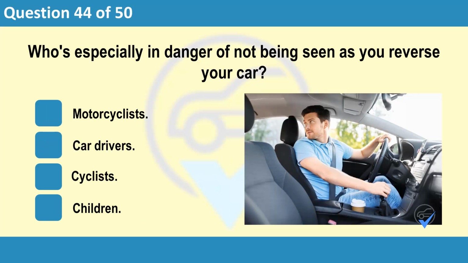Who's especially in danger of not being seen as you reverse your car? Motorcyclists, car drivers, cyclists, children. It may not be possible to see a small child through the rear windscreen of your vehicle. Be aware of this before you reverse. If there are children about, get out and check that it's clear before reversing.